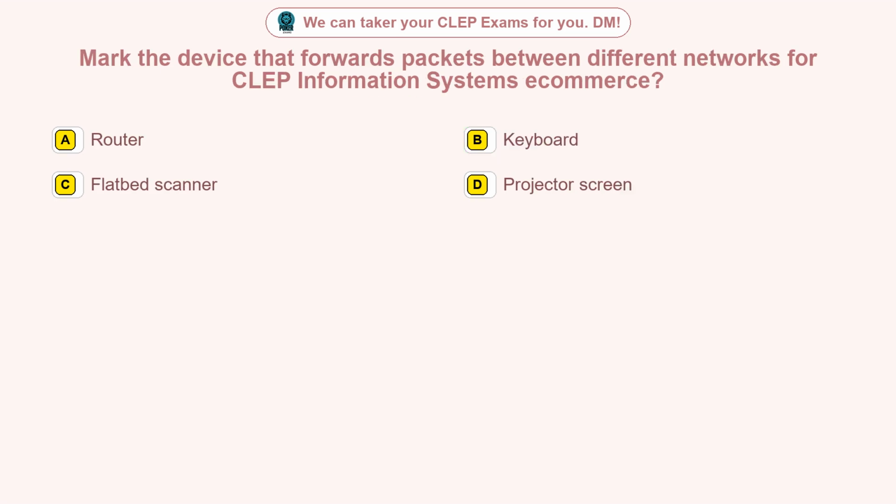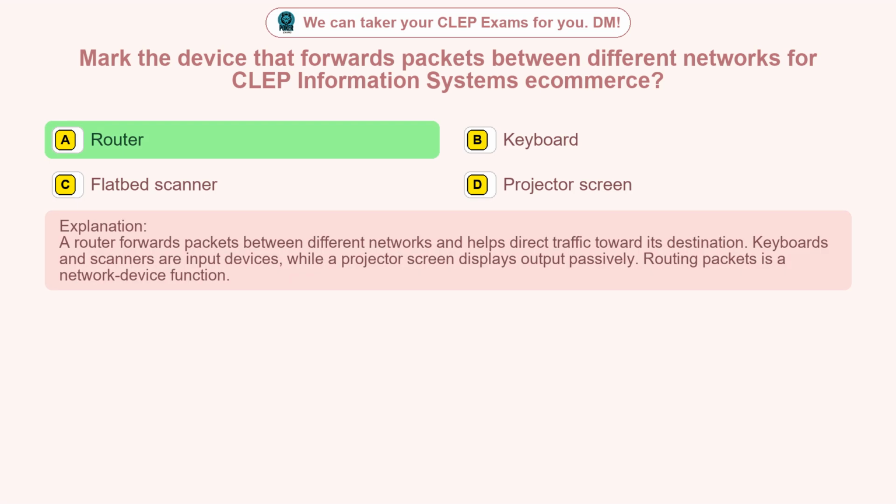Question 56. Mark the device that forwards packets between different networks for CLEP Information Systems Ecommerce. Option A, router. Option B, keyboard. Option C, flatbed scanner. Option D, projector screen. The correct answer is option A, router.